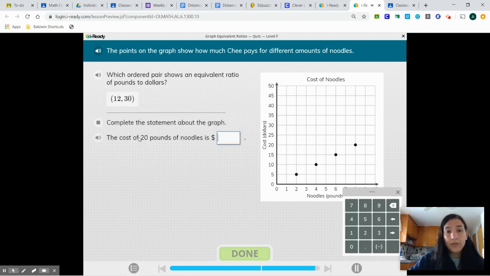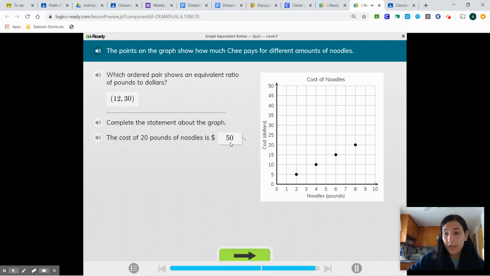Complete the statement about the graph. So now how much will 20 pounds of noodles cost? Well, remember, we can either create our equivalent ratio. So to go from 2 to 20, we multiply by 10. So that means 5 times 10 will give us 50. So 20 pounds of noodles should cost $50.